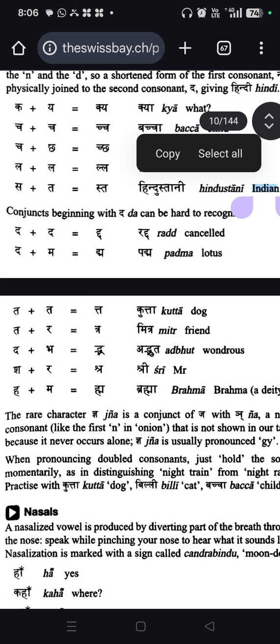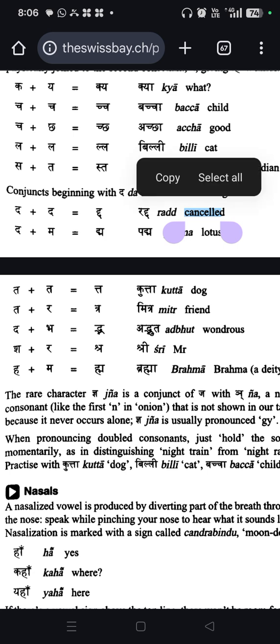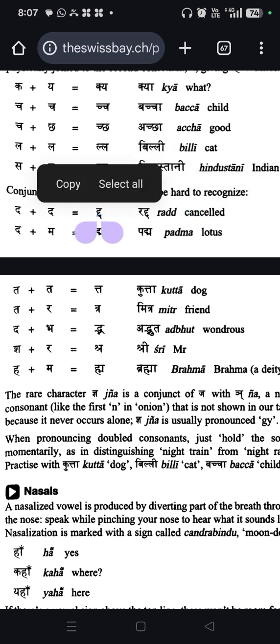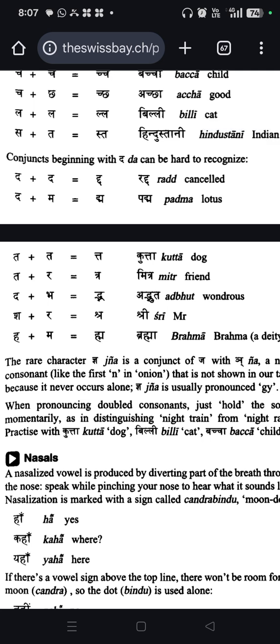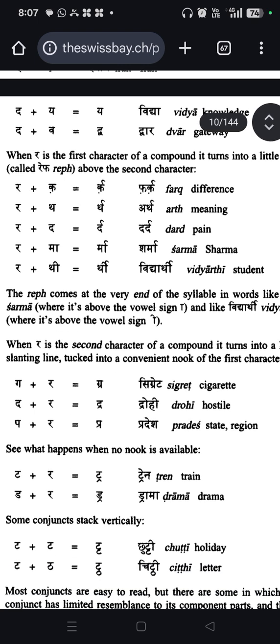The can be hard to recognize. Oh yeah, I actually don't know this. Oh, so you can say the match has been cancelled using this word rad. So this is da, and when it forms two, when it comes together two, we have da, da, rad, and then we have ta and ma, dma. So this is a word for lotus, padma. I did not know this. I must have skipped it or fell asleep in school.